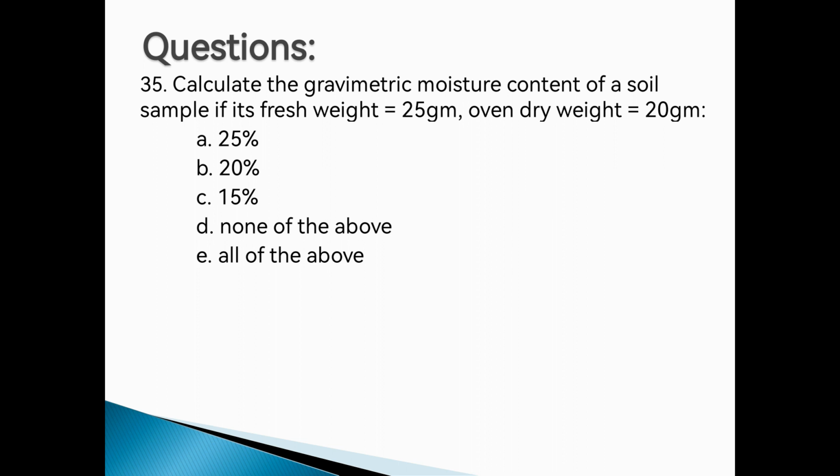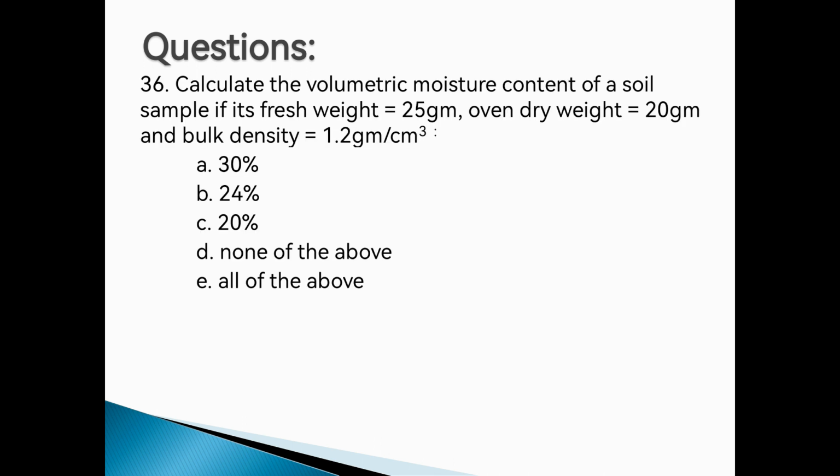A. 25%, B. 20%, C. 15%, D. None of the above, E. All of the above. The correct answer is A. 25%.